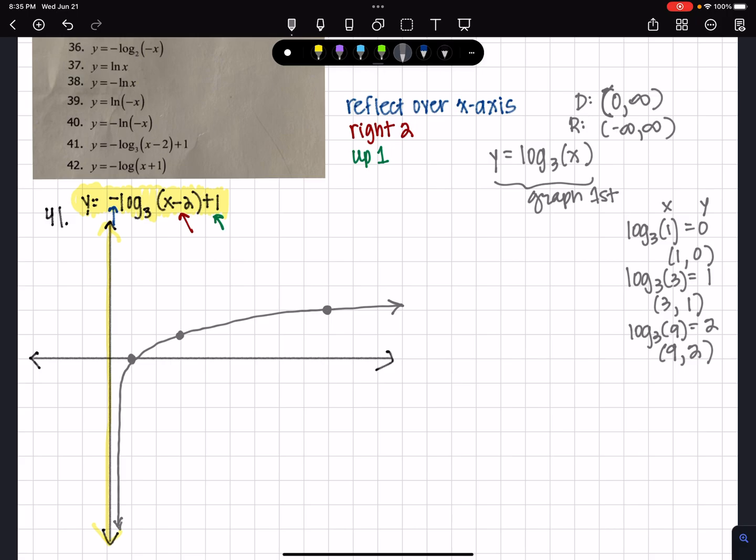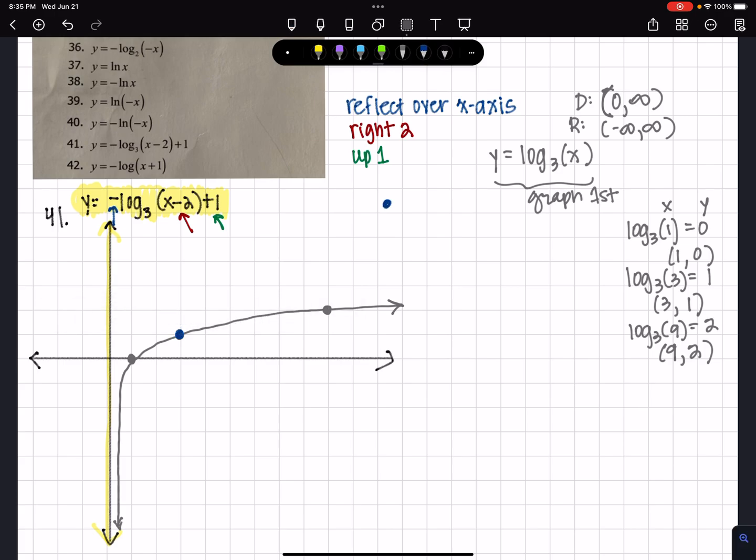Now what we're going to do is reflect this graph over the x-axis, and then we're going to go right 2, up 1. So I'm going to take this point right here. I'm going to reflect it over the x-axis. Well, it's on the x-axis, so reflecting it over the x-axis does nothing. And then we're going to go right 2 and then up 1. So that's that new point right there.